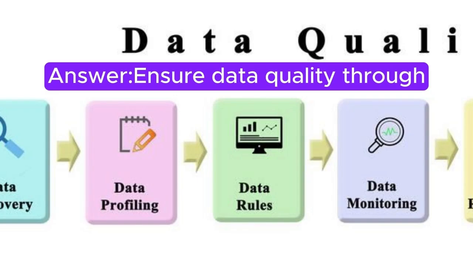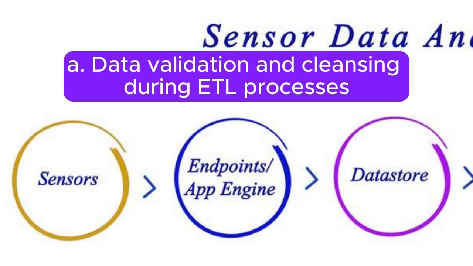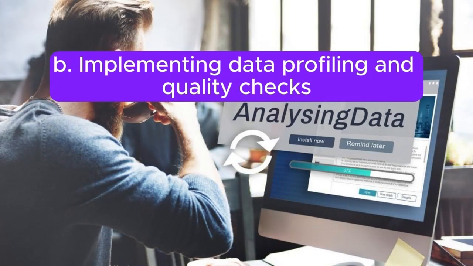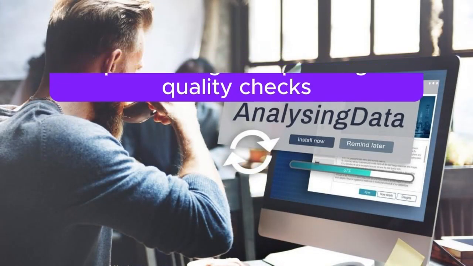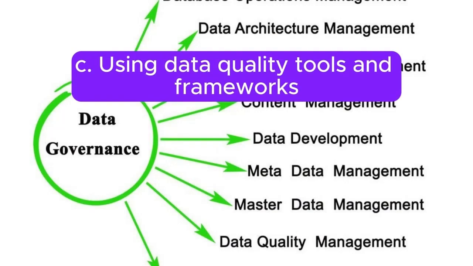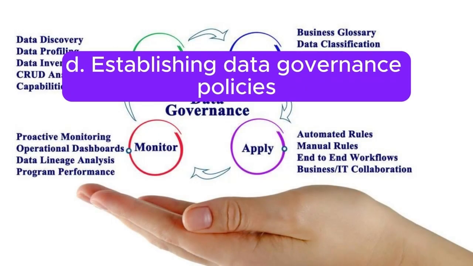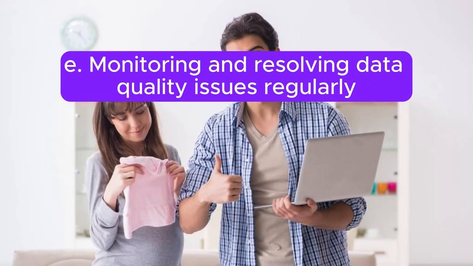29. How do you ensure data quality in Azure Synapse Analytics? Answer. Ensure data quality through A. Data validation and cleansing during ETL processes. B. Implementing data profiling and quality checks. C. Using data quality tools and frameworks. D. Establishing data governance policies. E. Monitoring and resolving data quality issues regularly.